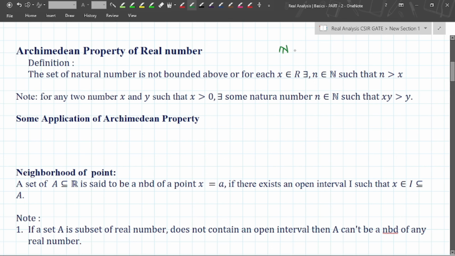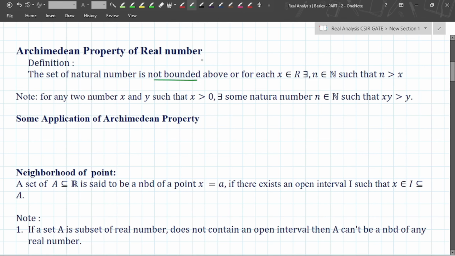Whenever we have the natural number set, it starts from 1 and goes up to infinity. It has no upper bound, so we can't say that it is a bounded above set. So the set of natural numbers is unbounded above. Not bounded above means unbounded above.